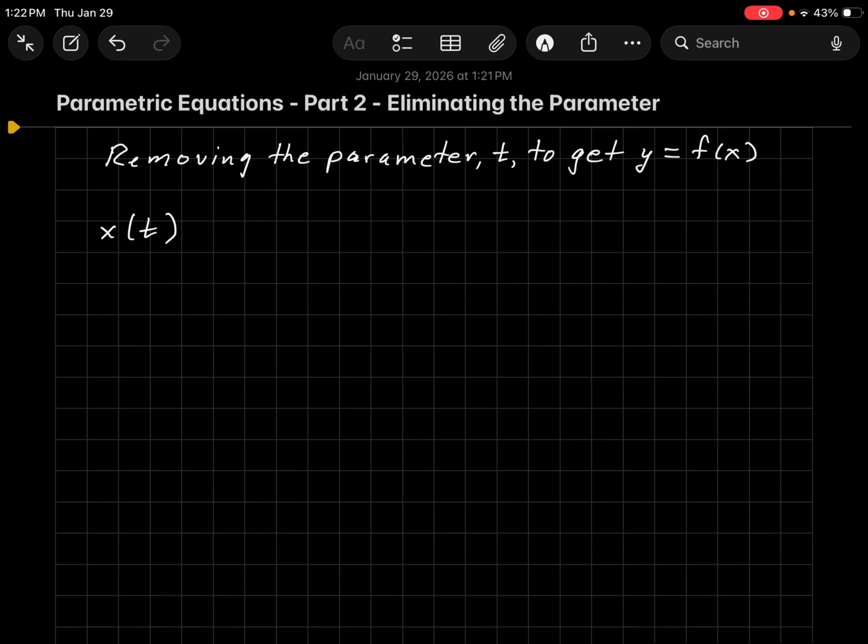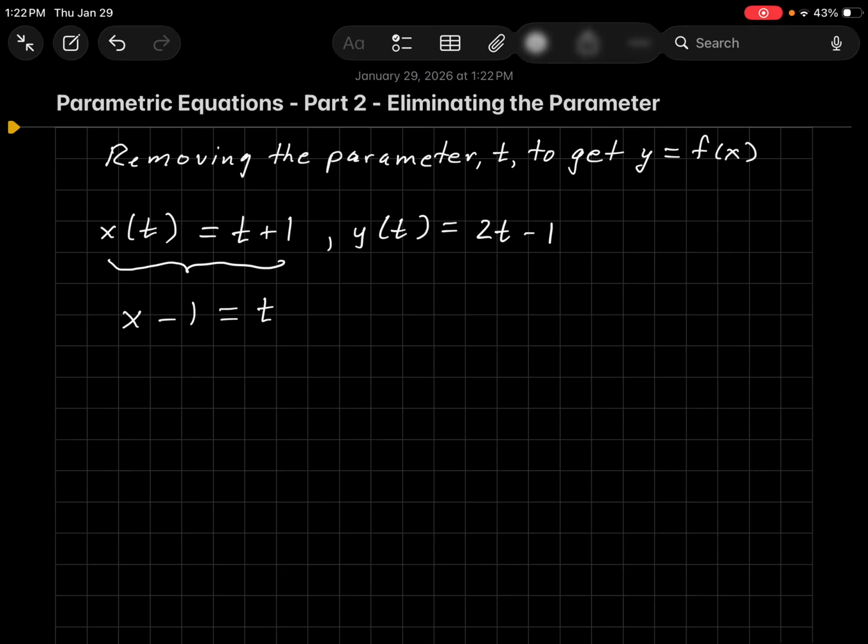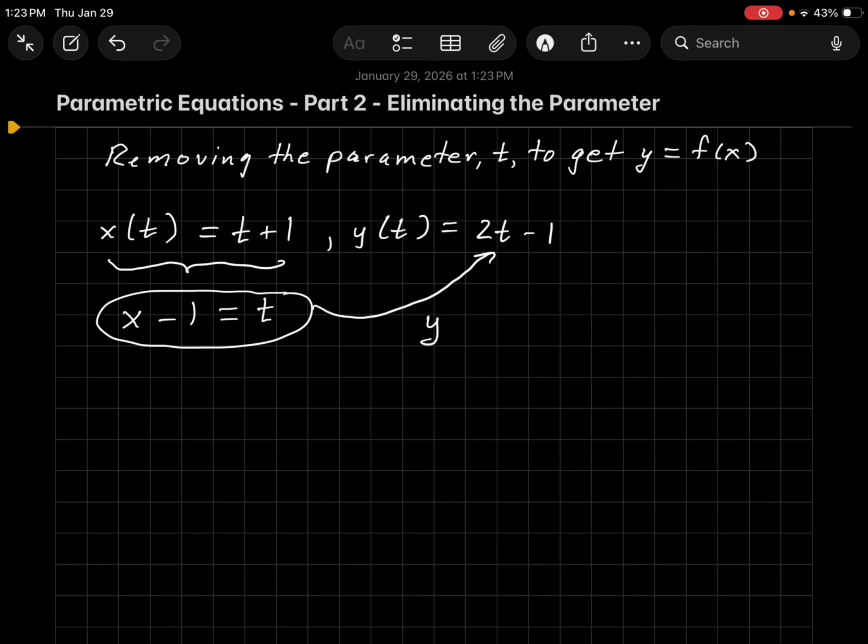So let's consider the parameterization x of t equals t plus 1, and y of t equals 2t minus 1. Our goal: get rid of the t's. There's more than one way to do this. I'm going to look at the first part and notice that x minus 1 equals t. Pretty basic algebra. To eliminate the parameter, I can simply substitute in that t, which gives y equals 2 times (x minus 1), minus 1, or 2x minus 3. And we have successfully eliminated the parameter.